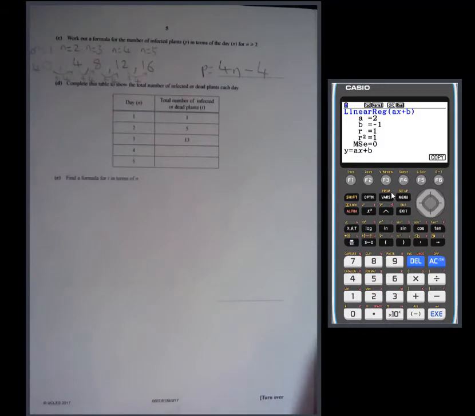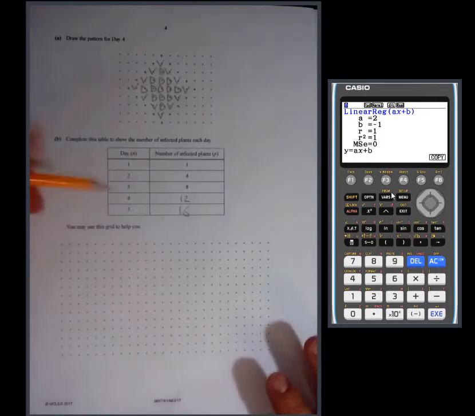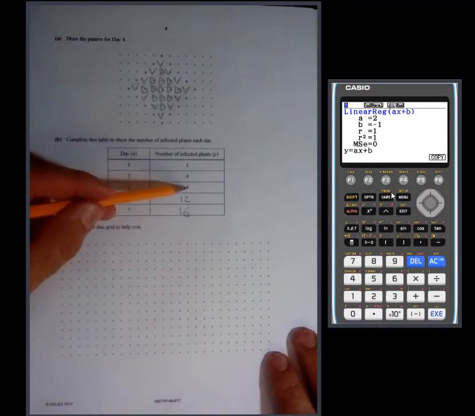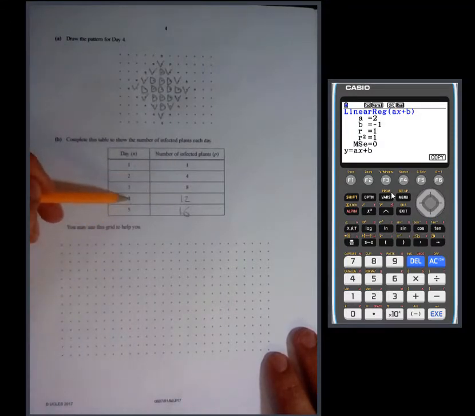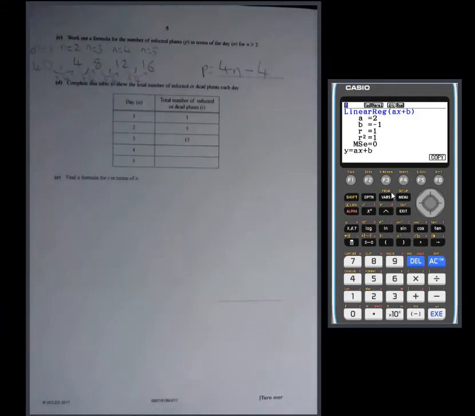So just to show you that it works, we have 4n minus 4. If n is 2, 4n is 8, 4n minus 4 is 4. If n is 3, 4n is 12, 4n minus 4 is 8. If n is 4, 16, 12; 5 times 4, 20, 16. So it works, which is good.